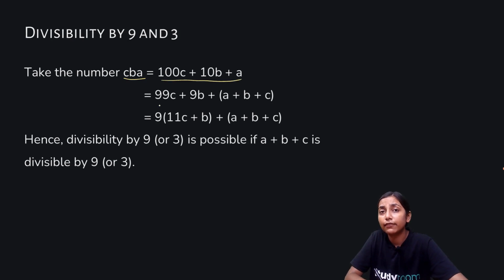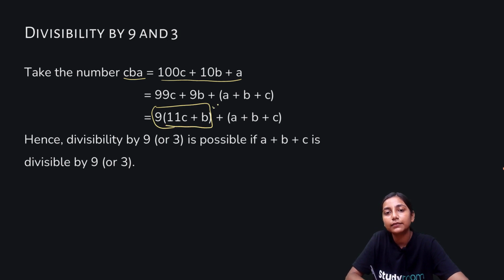We can write it as 99C plus 9B plus A plus B plus C, which can again be written as, taking 9 common, 11C plus B plus A plus B plus C. So you know that this number will always be divisible by 9. This number is always divisible by 9.